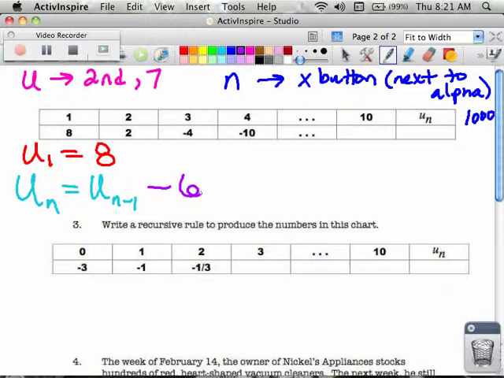This U is second 7. And we're subtracting off 6, that's good. And we're starting at 8. See what I did? Now put in the table. Oh, that's pretty good. So we're gonna start at 1.